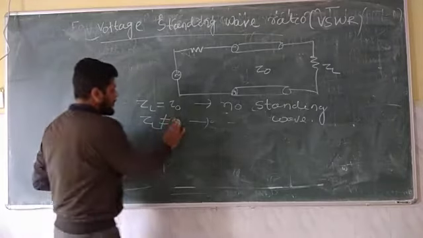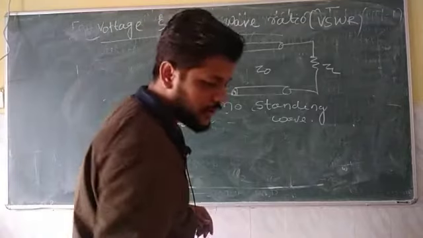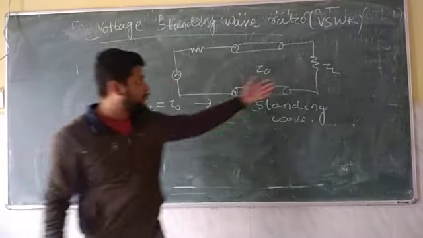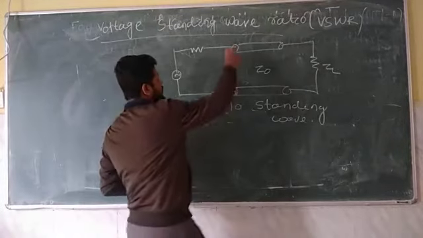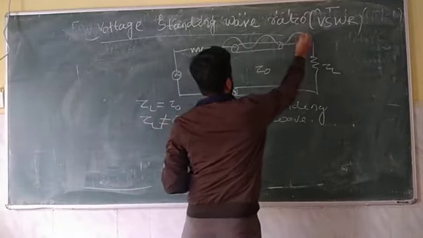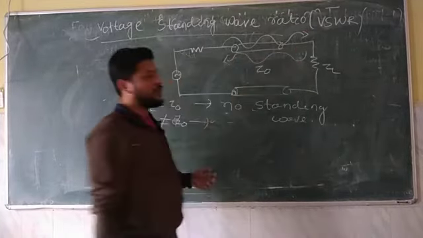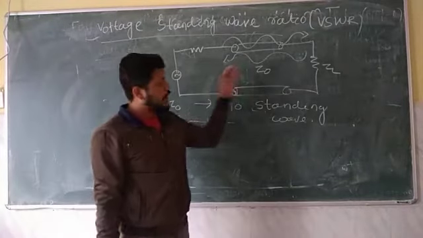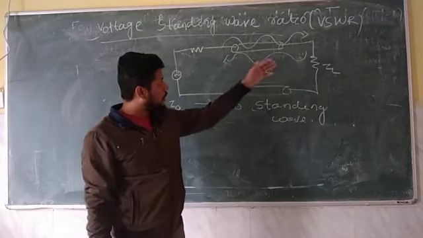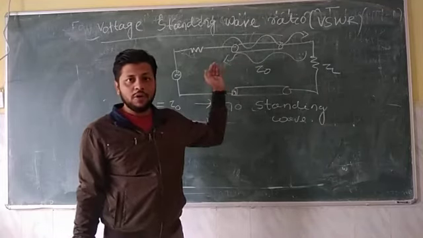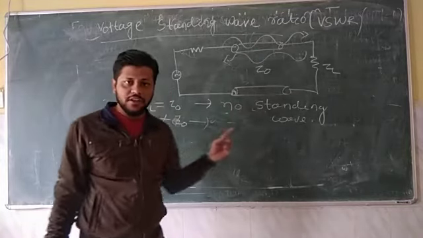That is ZL not equal to Z0, in that case only standing wave will form. So when impedance mismatch occurs, then what will happen? When impedance mismatch occurs, this is your incident wave and then some of the wave will be reflected back. Now, this incident wave and reflected wave will travel, suppose for example incident wave in z direction, reflected wave will be traveling in the minus z direction.